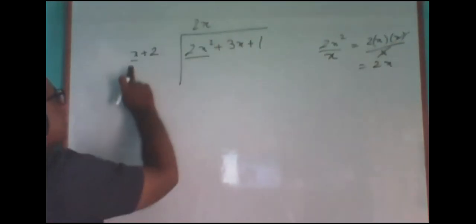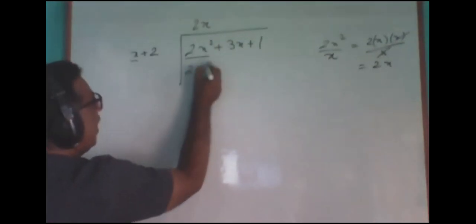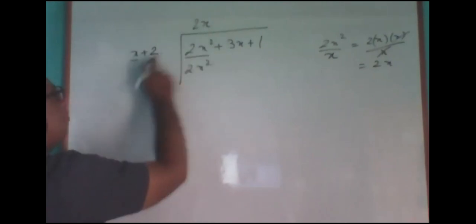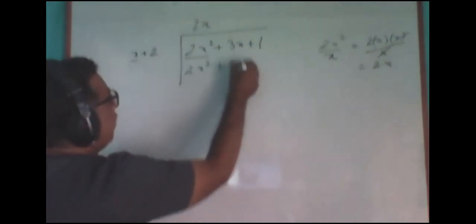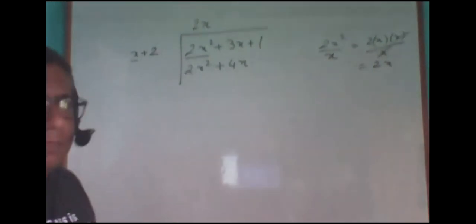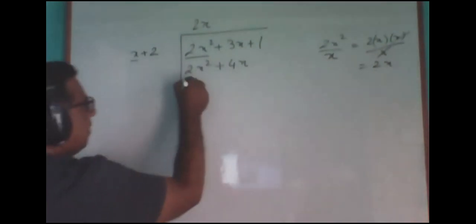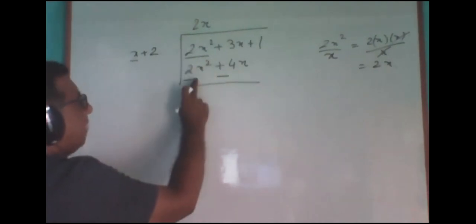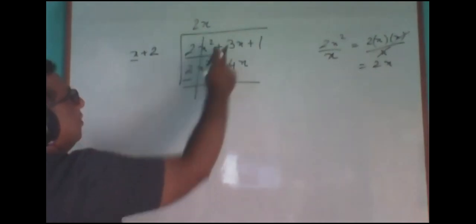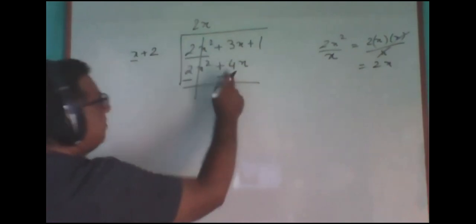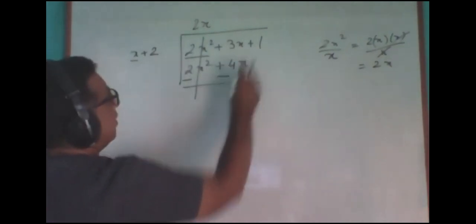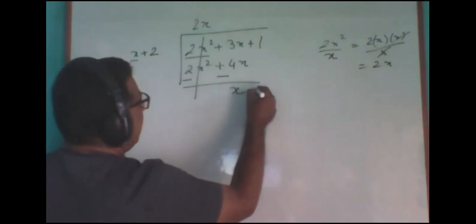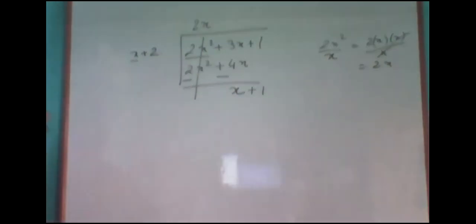Now 2x into x, 2x square. 2x into plus 2, plus 4x. I hope this much is clear. Now I will put a minus sign, minus minus. Plus 2x square minus 2x square gone. Plus 3x minus 4x, minus x. And this plus 1 will be brought down, minus x plus 1.